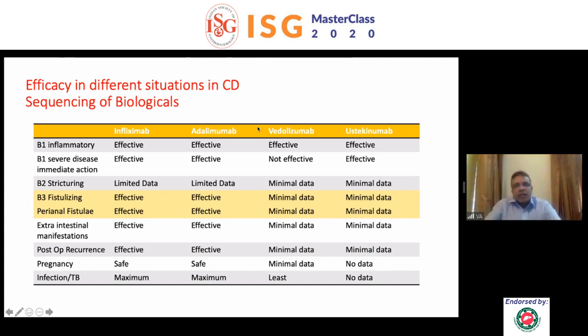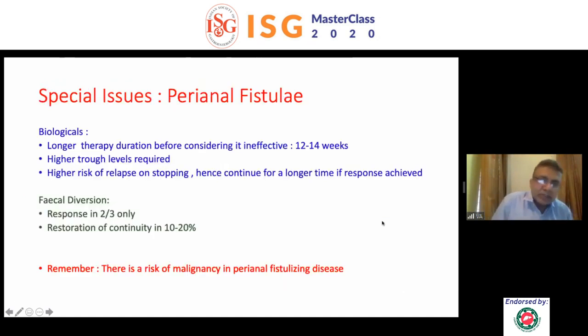So if you look at this chart very carefully, what we find is that infliximab and adalimumab seem to be effective in most groups of patients, every group of Crohn's disease patients we deal with, including pregnancy, post-operative recurrence, and extraintestinal manifestations. Vedolizumab would be effective in B1 inflammatory disease, but not very severe disease where you want an immediate response, or in the elderly, or in patients where the risk of infection is very high. There, if they have a luminal disease, vedolizumab can be the first line of therapy. Ustekinumab, again, is effective till now. Data is available only for inflammatory disease, not for stricturizing, fistulizing, or extraintestinal manifestations.